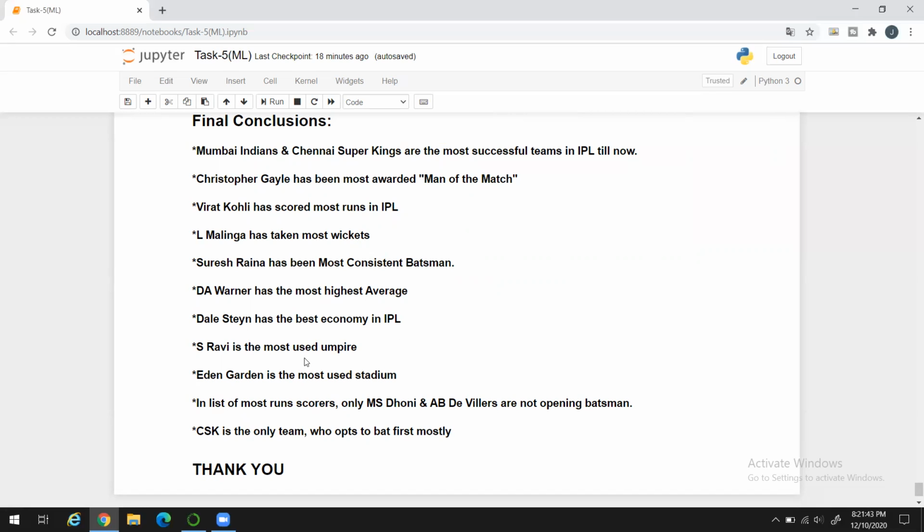S. Ravi is the most used umpire. Eden Gardens is the most used stadium. In the list of most run scorers, this is an interesting fact: only MS Dhoni and AB de Villiers are not opening batsmen. Yeah, CSK is the only team who opts to bat first mostly.